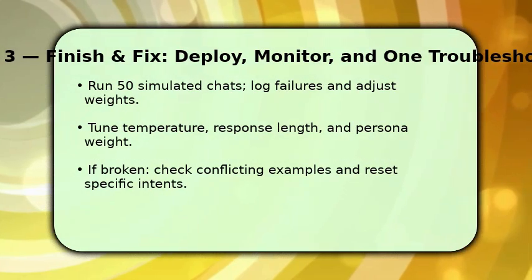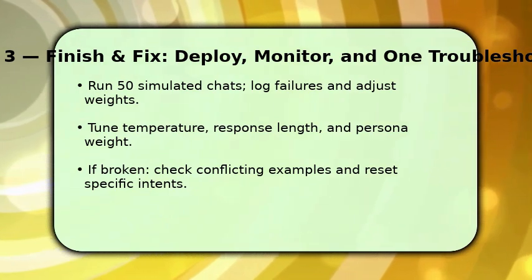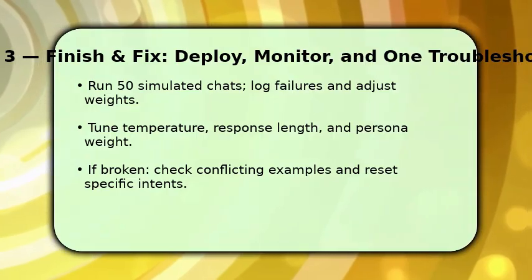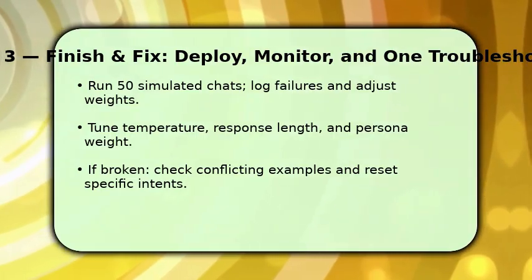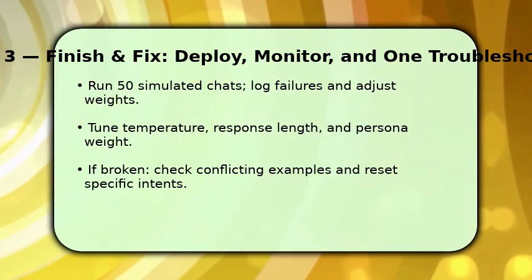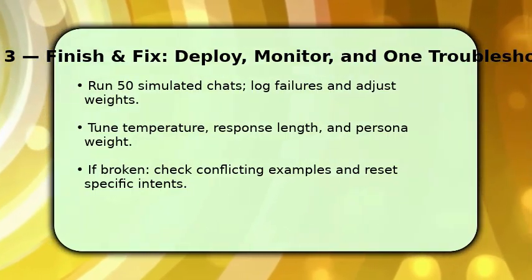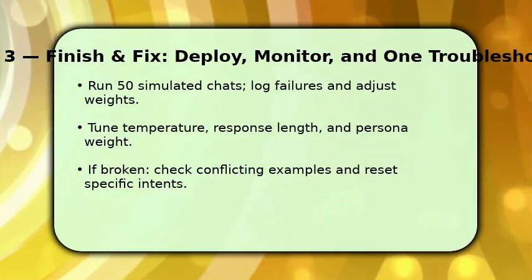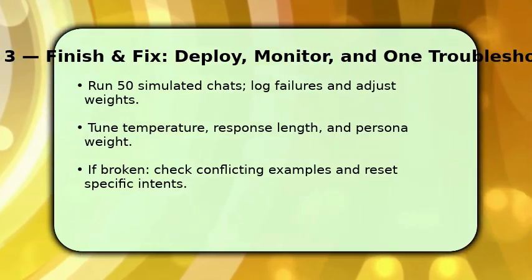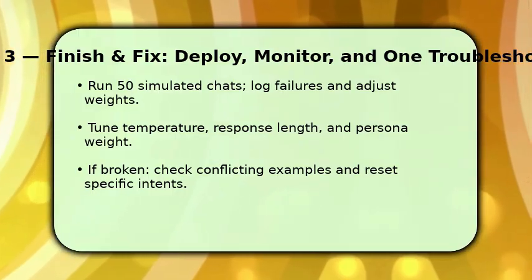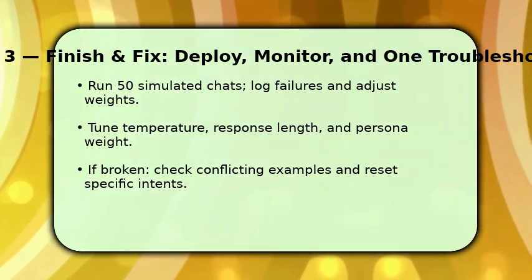Finish by stress testing. Run about 50 simulated chats across your journeys and log every mismatch. Then tune parameters: temperature, max response length, and persona weight, because these control creativity versus consistency. Once adjusted, retrain only the affected intents to save time. If behavior breaks, inspect for conflicting examples or duplicate intents, remove or consolidate them, and rerun targeted tests.